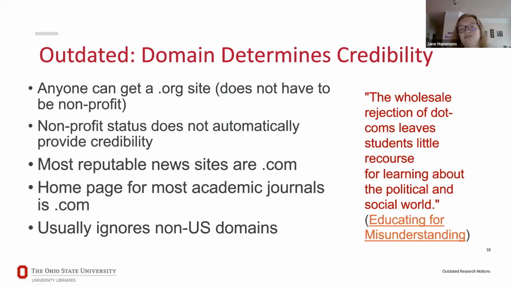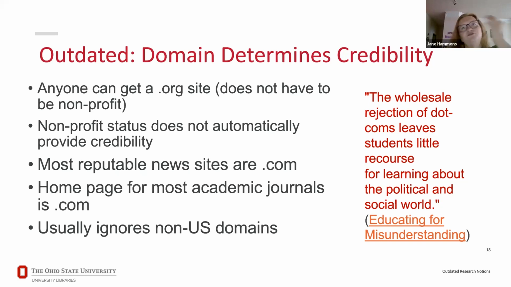The problem is that it just really is not accurate, right? When we think about .org sources, anyone can get a .org source. There's absolutely no requirement that you be a nonprofit organization. An individual can go online, pay a few dollars, and you've got your .org site, right? Companies, for-profit industries, lobbying organizations, all of those can get .org sites. Even if it is a nonprofit organization, that does not automatically ensure credibility, right?